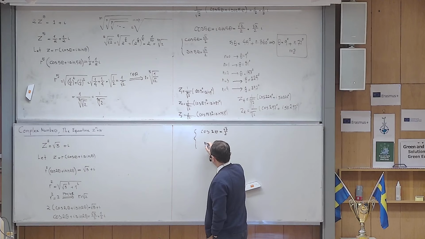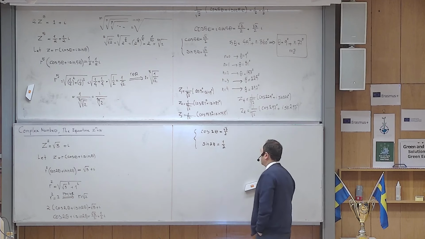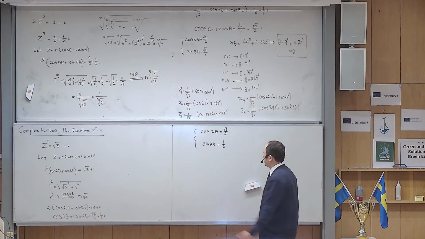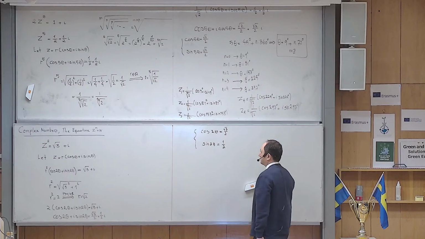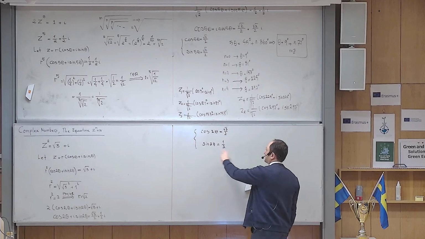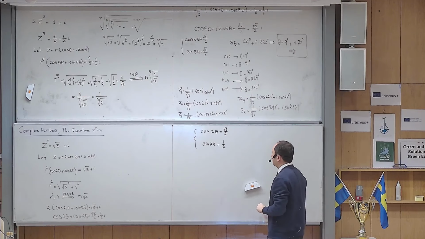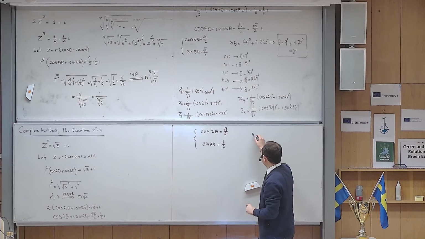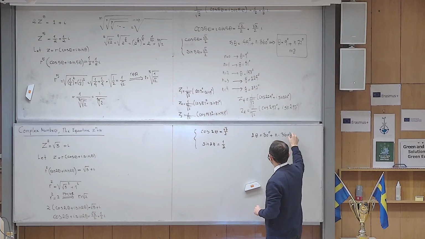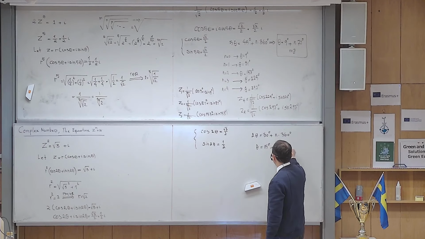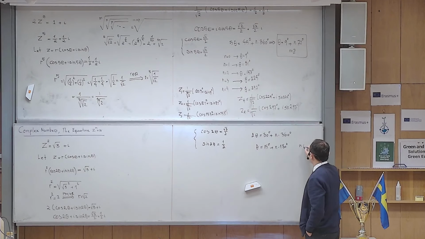And then you have sine 2 theta is 1 over 2. I intentionally give the numbers that I have in my memory. If these numbers are not famous, you have to use your calculator, of course. But what is that number? An angle whose cosine is the square root of 3 over 2, whose sine is 1/2. Both of them are positive, so that's in the first quadrant. 30 degrees. So 2 theta becomes 30 degrees plus n times 360 degrees. When I divide, theta becomes 15 degrees plus n times 180 degrees. And n belongs to Z. Yes?